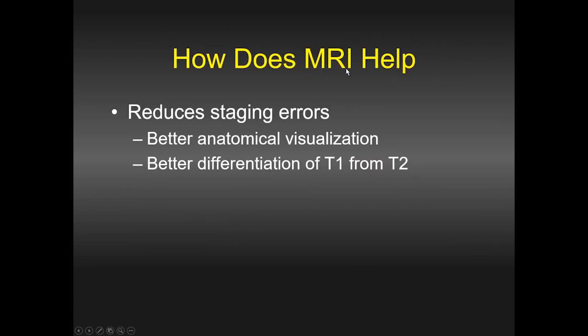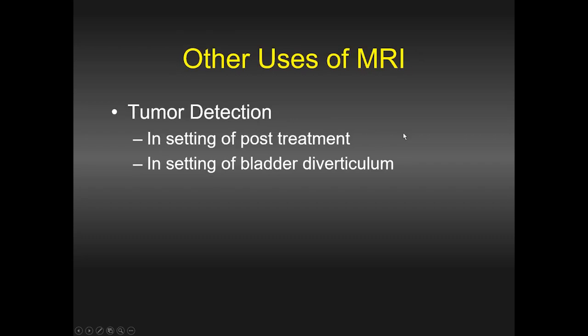So how does MR help? It helps by reducing staging error. So it's a good complement to the TURBT technique for assessing muscle invasion because we are able to better visualize the anatomical structures of the bladder wall, and we are better able to differentiate T1 from T2.